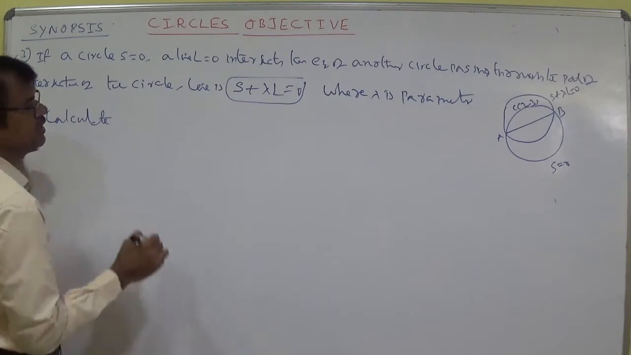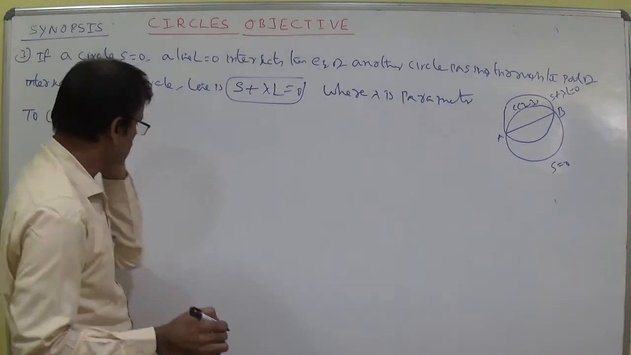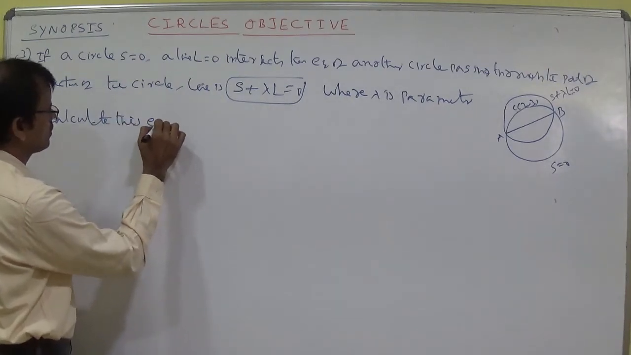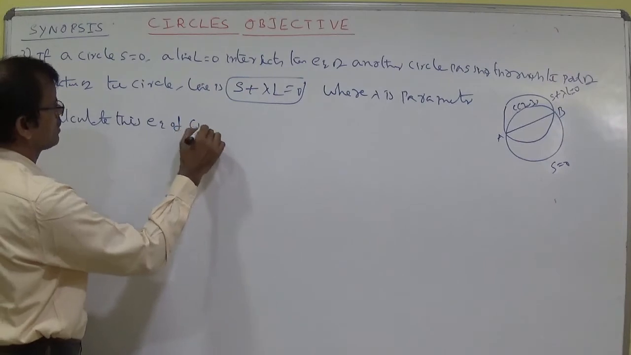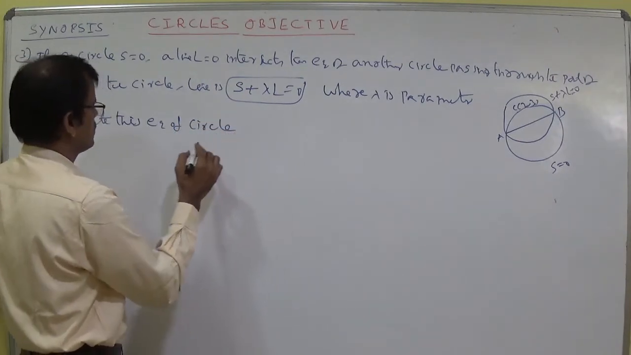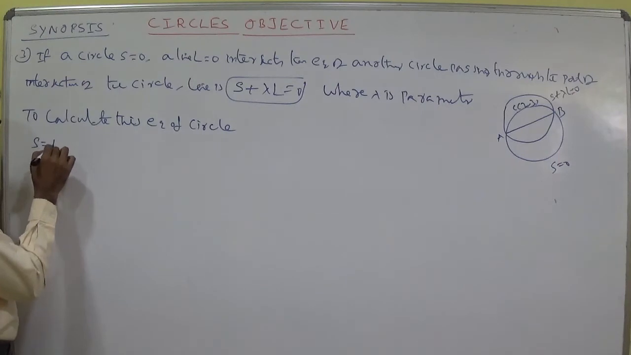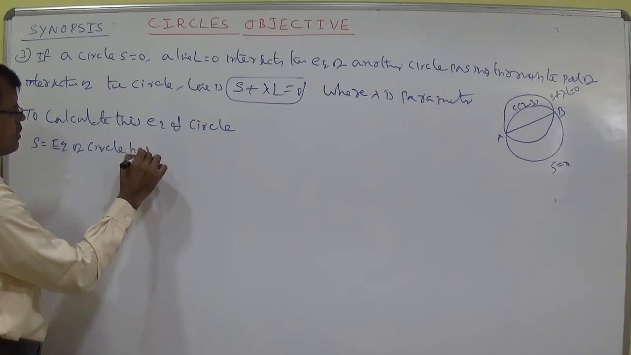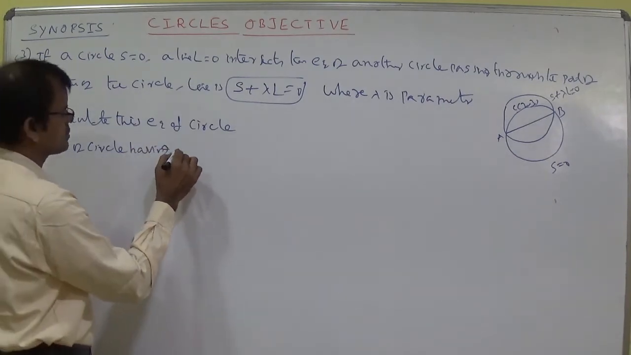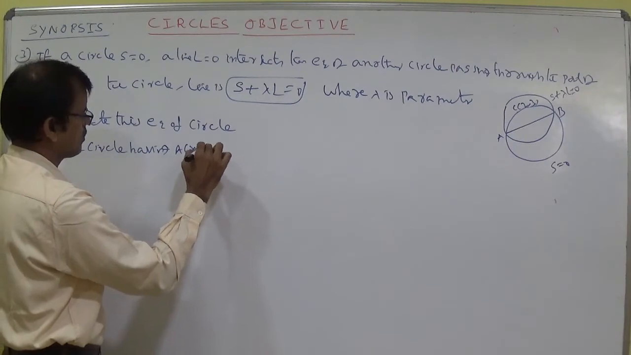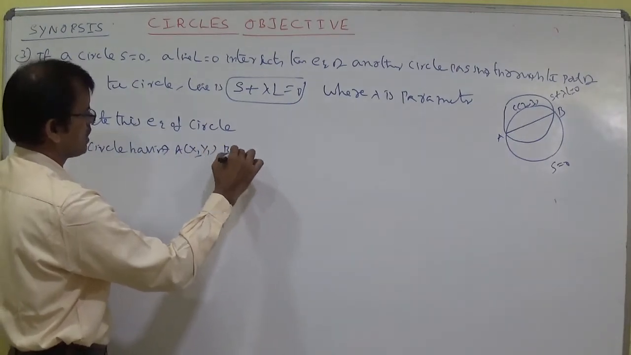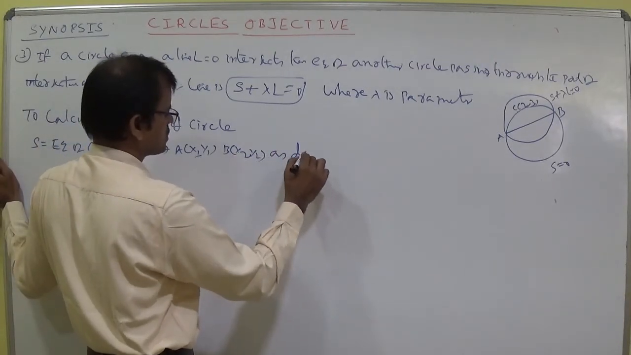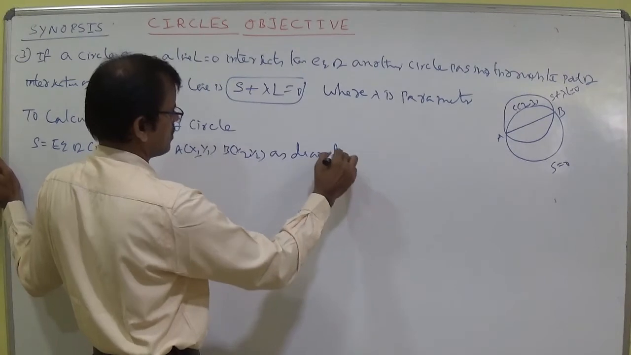If he did not give any equation of circle and point, then what is the process to calculate this equation of circle? S is equal to, you should write like this, equation of circle having A(x1, y1), B(x2, y2) as diameter.